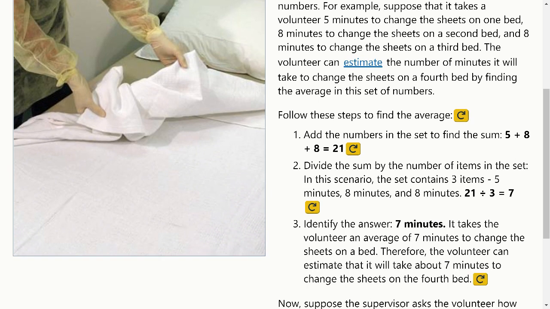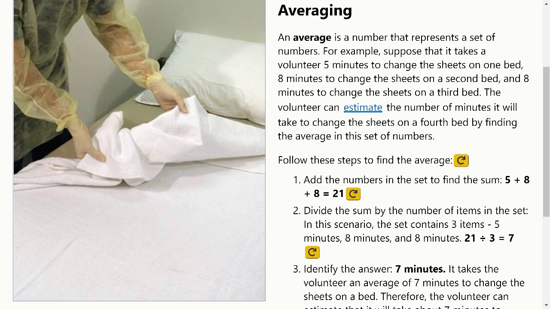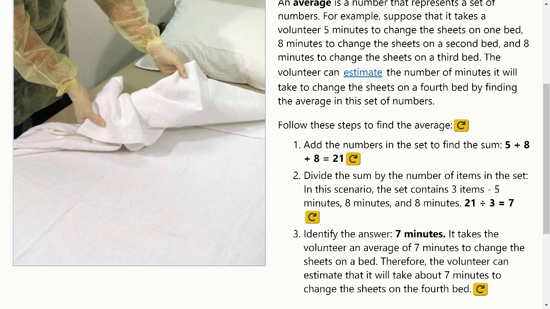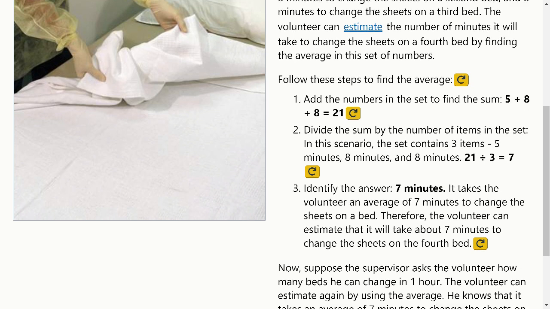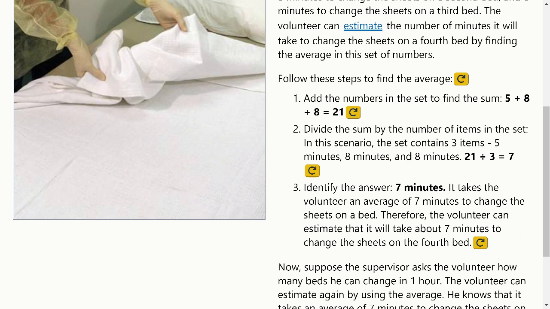So you'll follow these steps to find the average. You'll add the numbers in the set to find the sum. So 5 plus 8 plus 8 equals 21. You'll divide the sum by the number of items in the set, which is 3. So you have 5 minutes, 8 minutes, and 8 minutes. So 21 divided by 3 is 7. So identify the answer. The answer is 7 minutes. So it takes the volunteer an average of 7 minutes to change the sheets on a bed. Therefore, the volunteer can estimate that it will take about 7 minutes to change the sheets on the fourth bed.